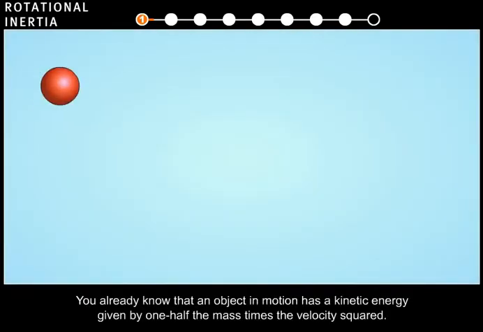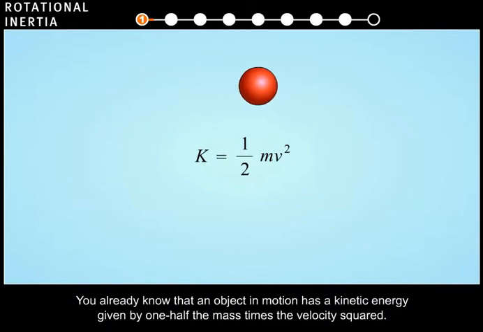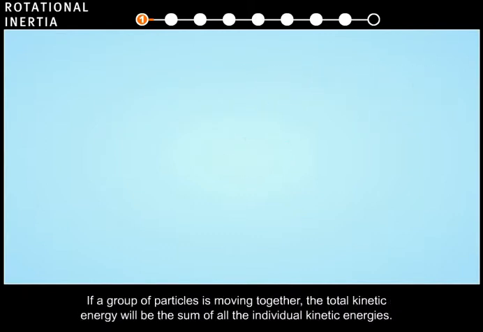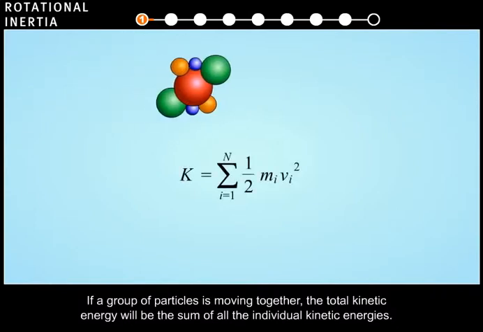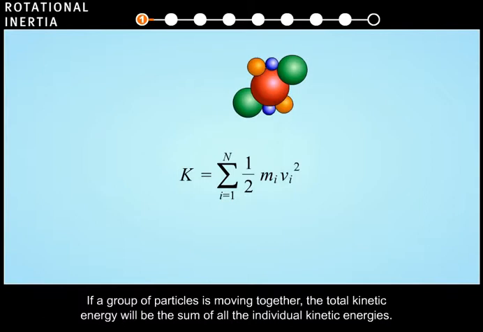You already know that an object in motion has a kinetic energy given by 1/2 the mass times the velocity squared. If a group of particles is moving together, the total kinetic energy will be the sum of all the individual kinetic energies.